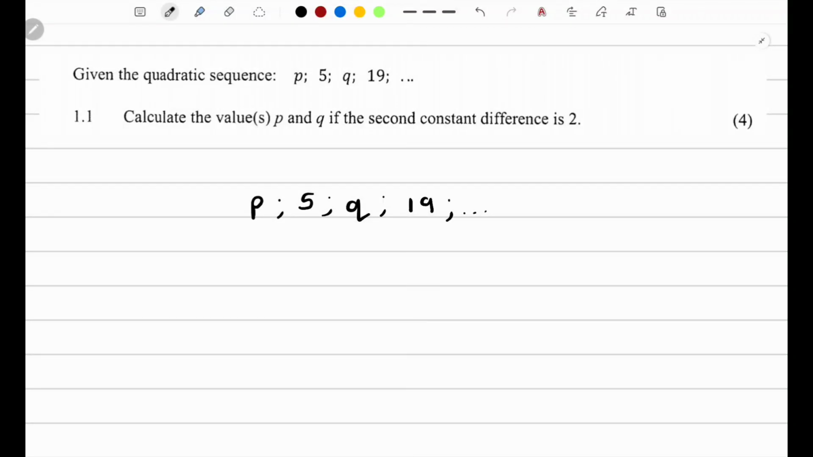In this video, we have this question which says that given the quadratic sequence, and we have the sequence, as you can see, P and Q are missing and unknown values that we have. And they tell us to calculate the values of P and Q if the second constant difference is 2.